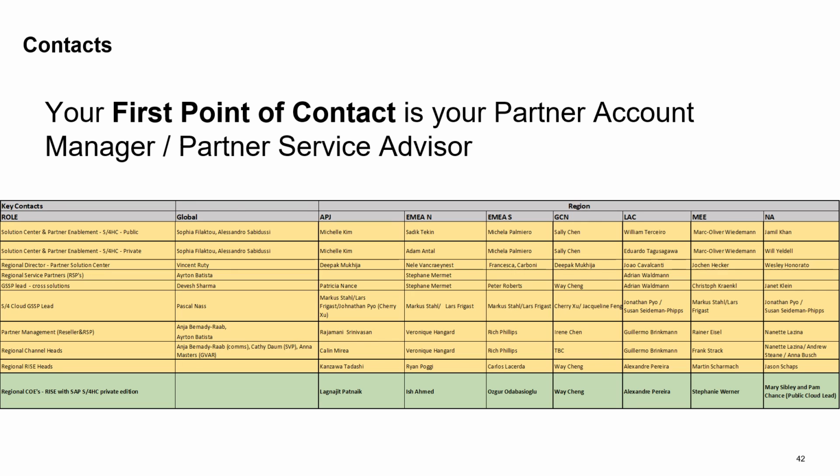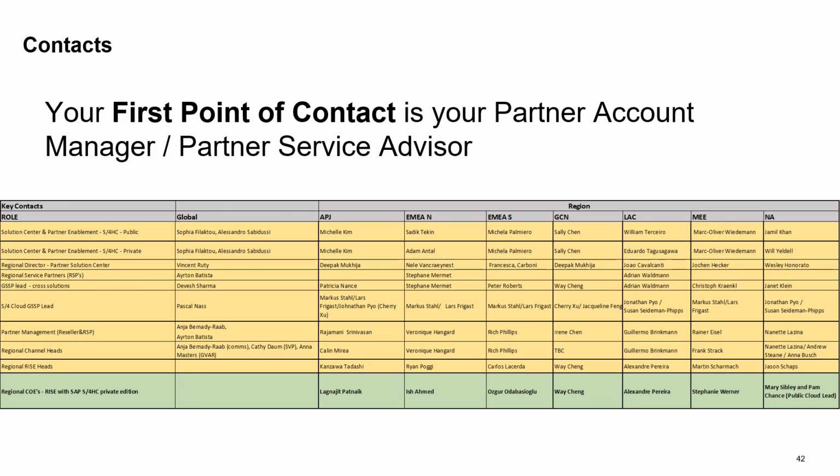I hope you, as a partner attending this course, found this information valuable. And it's the first step on your learning journey to be able to be sell-authorized for S4HANA Cloud Private Edition and the RISE with SAP. If you have any questions through this journey, your first point of contact is your partner account manager or your partner service advisory. These folks have gone through extensive training and they can help and answer any questions that you have.